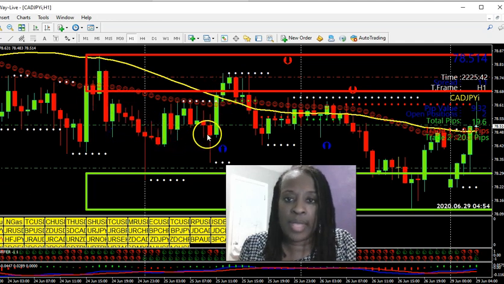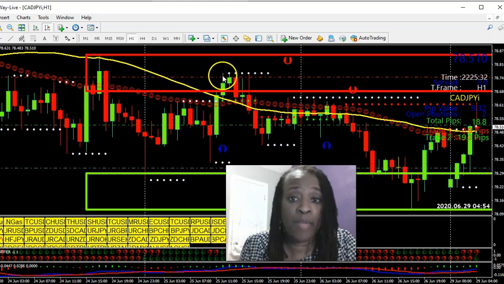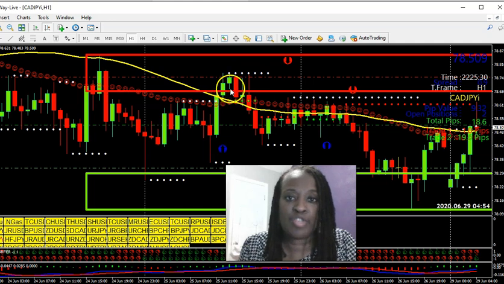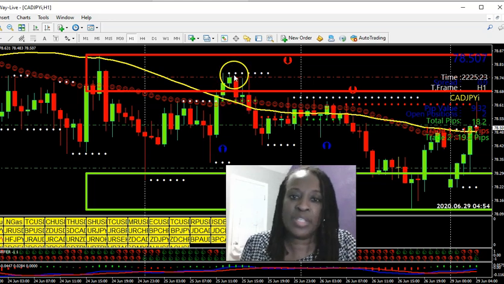Came down, came up, hit this area right here. It wicked. And then what? It pushed back down. Right? Then it tried again. It hit the wick, the dot, and what? Pushed back down. And then what did it do? It pushed all the way down. Right? This is an area of resistance.